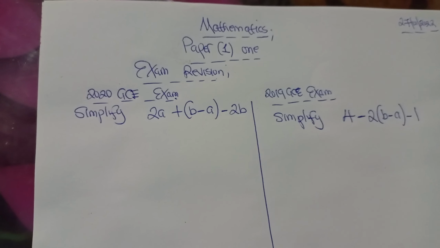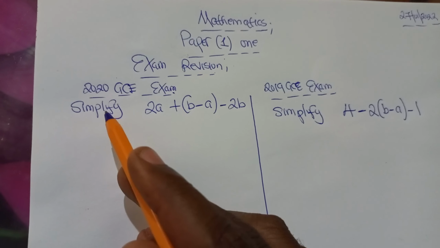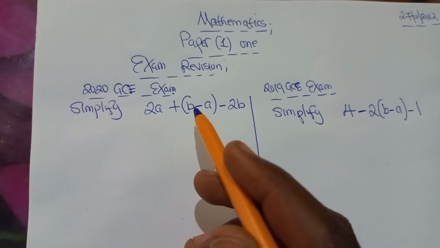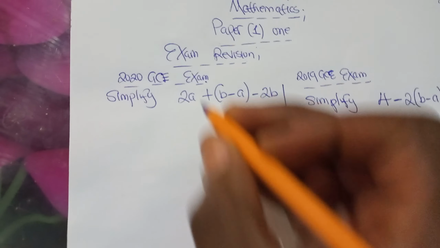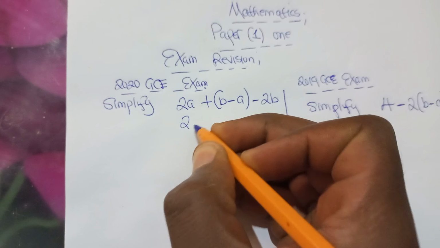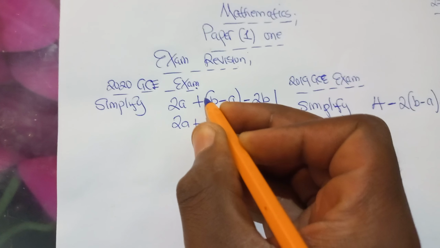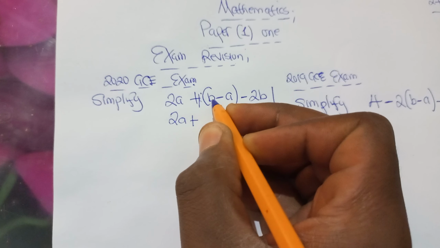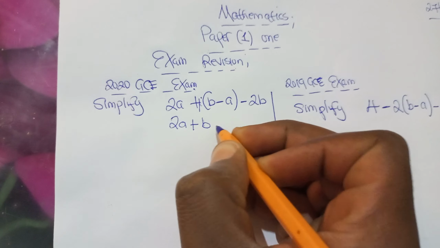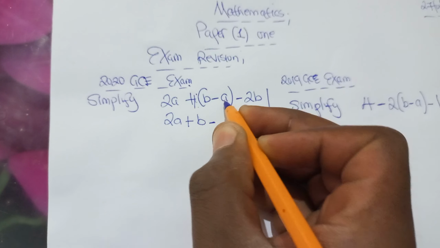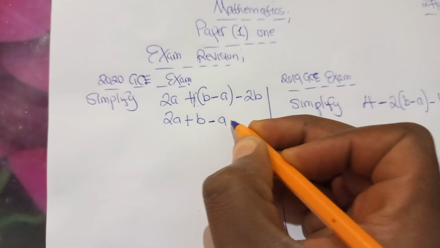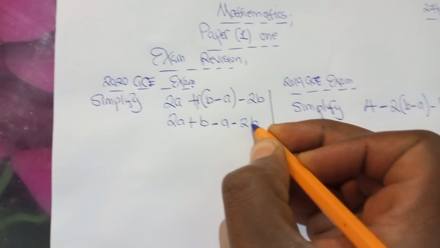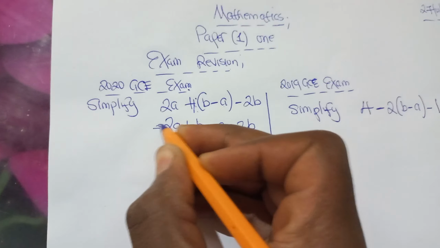So like in this case, we have: simplify 2a plus b minus a, then minus 2b. The first thing is we're going to bring down 2a plus, but you should assume that there is a 1 here. So you need to say 1 times b, we're going to get that is b, minus 1 times a, we're going to get that is a, minus 2b. So this is the first step.